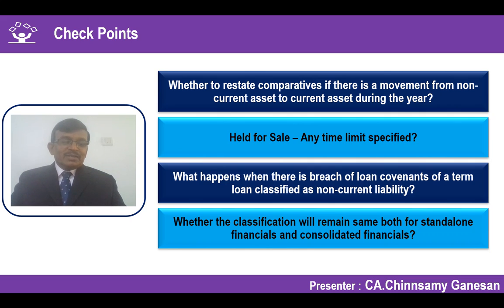Another interesting question comes because Ind AS requires a preparation of consolidated financial statements, and the Companies Act also requires consolidated financial statements to be prepared and presented. One of the questions which comes is, assuming that I have classified a particular item as property, plant, equipment in the standalone financial statement, whether the same thing can continue to be in the same category in the consolidated financial statement also. The concept, it may be or may not be, depending upon the circumstance of the case. I think I have some examples to discuss this particular point. So we will move on to the next slide.